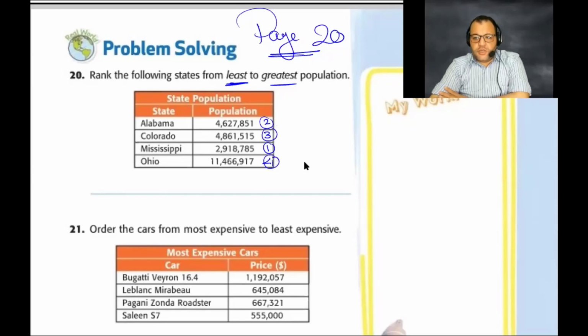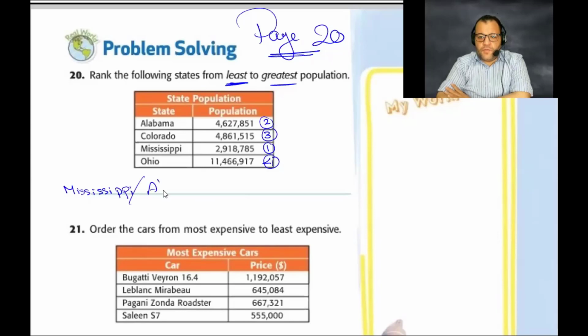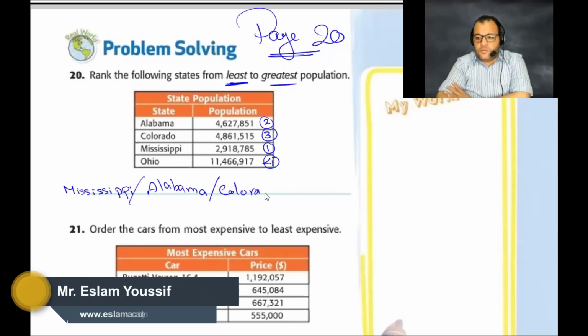So to arrange from least to the greatest, the least one will be Mississippi. Number two will be Alabama. The number three will be Colorado. Number four will be Ohio.